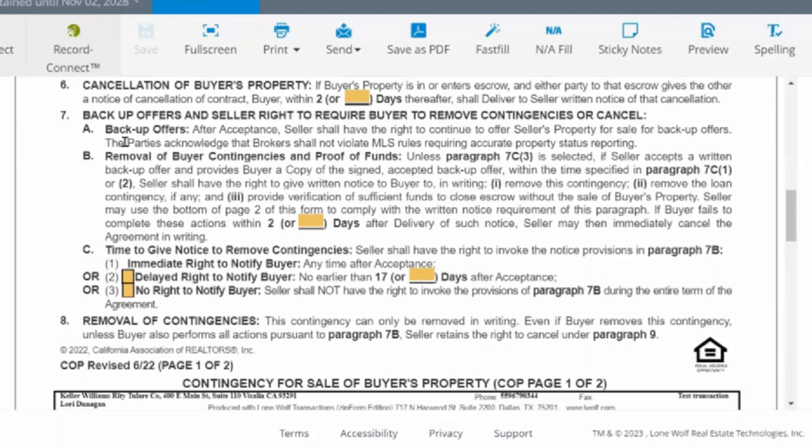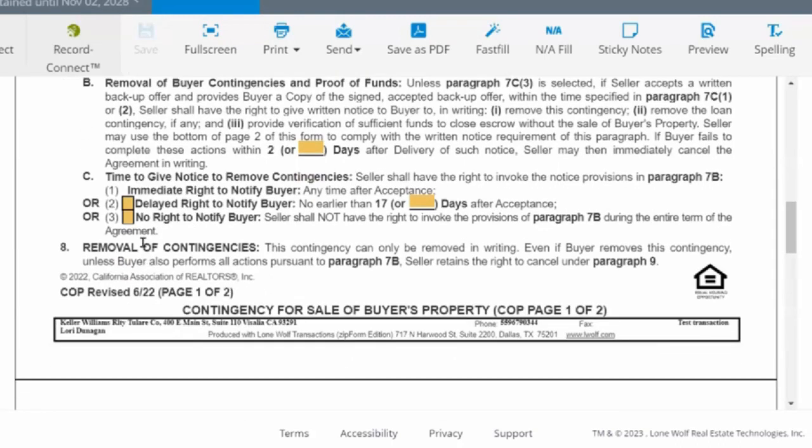So they can either do that immediately, that's what this right here is, immediate right to notify buyer. So at any time, if the seller finds a better buyer, they can just say, hey, guess what? We found a better buyer and we're going to cancel on you. Or there's a delayed right. And this says that for the first 17 days, they cannot cancel on me and go under contract with a better buyer. And the word better just means a stronger offer, until 17 days, right?